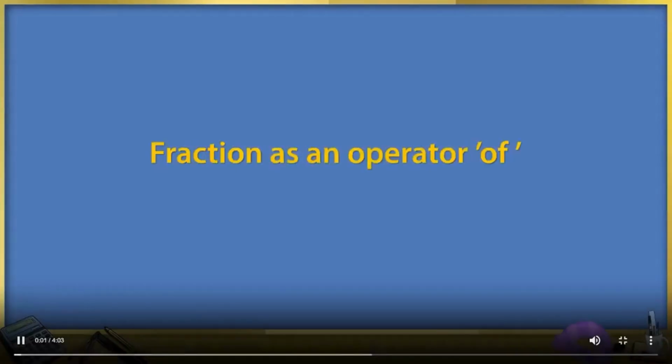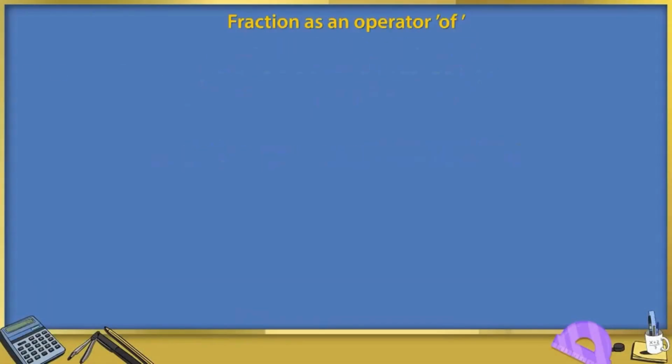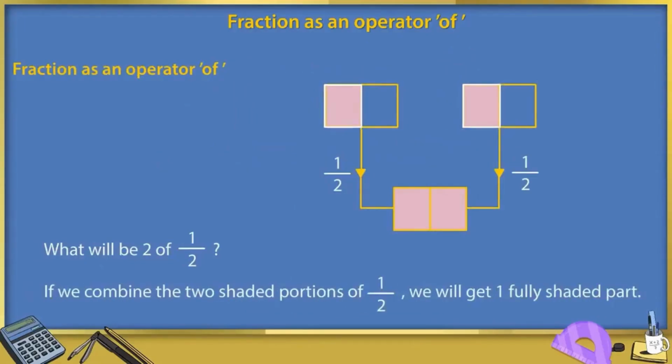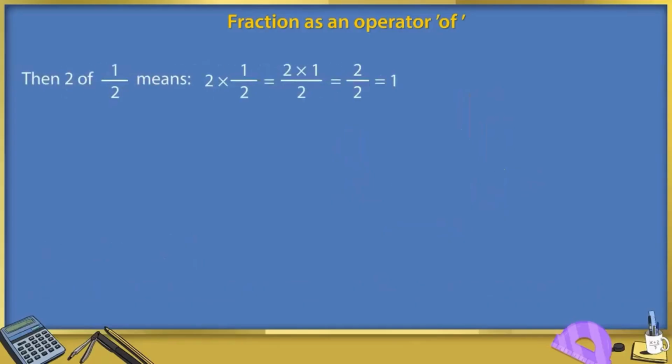Fraction as an operator of. What will be 2 of 1/2? If we combine the two shaded portions of 1/2, we will get one fully shaded part. Then 2 of 1/2 means 2 into 1/2, which is equal to (2 into 1)/2, which is equal to 2/2, which is equal to 1.